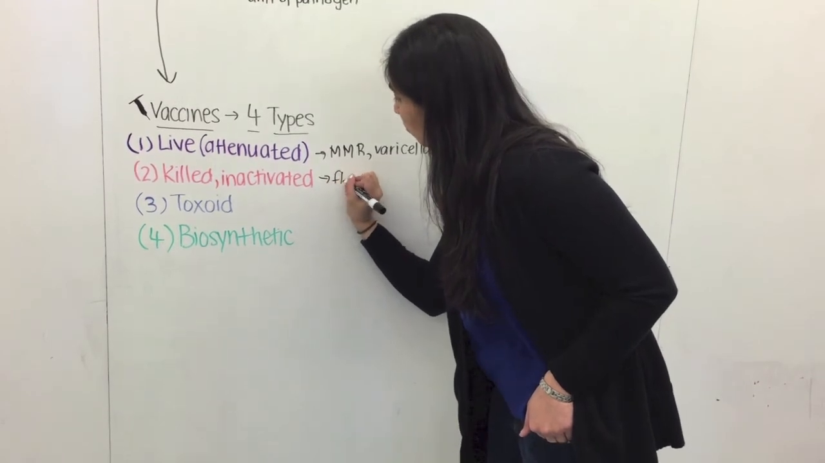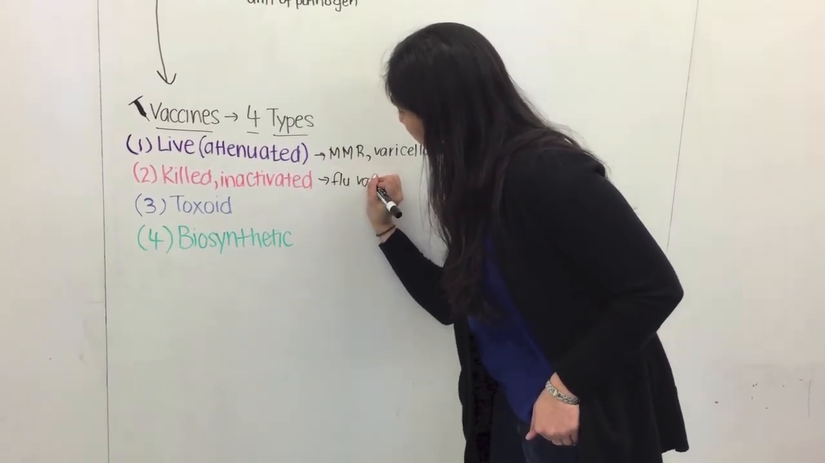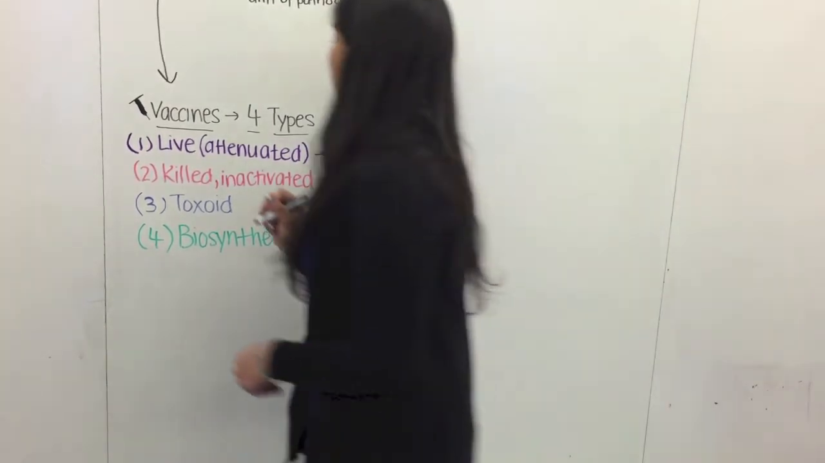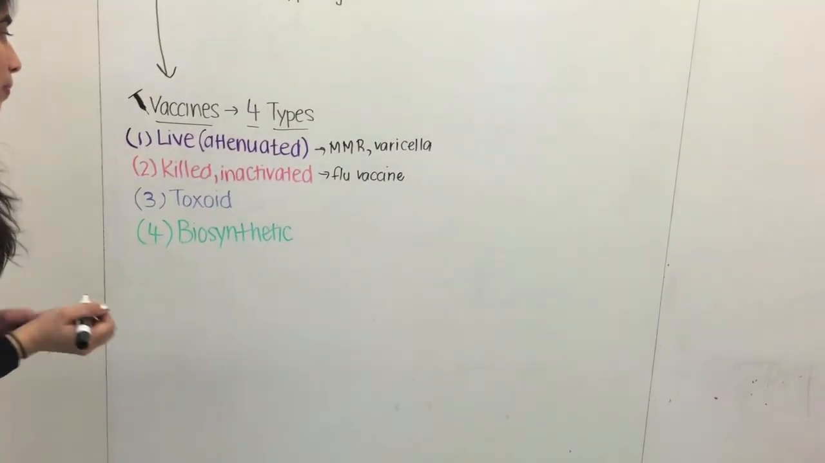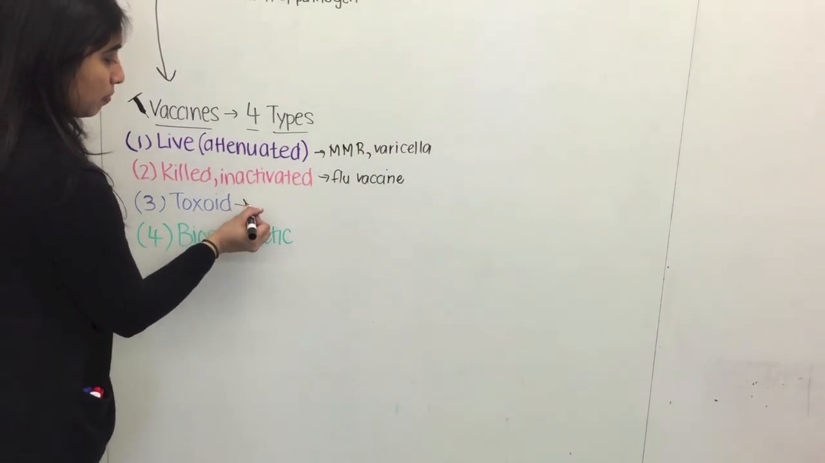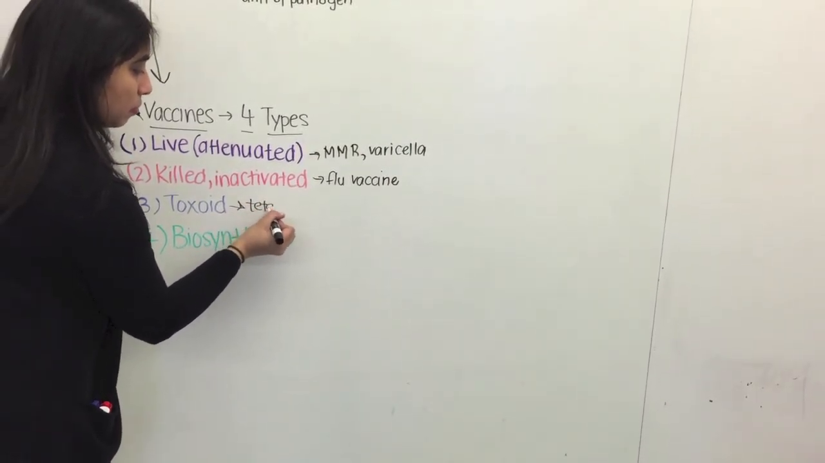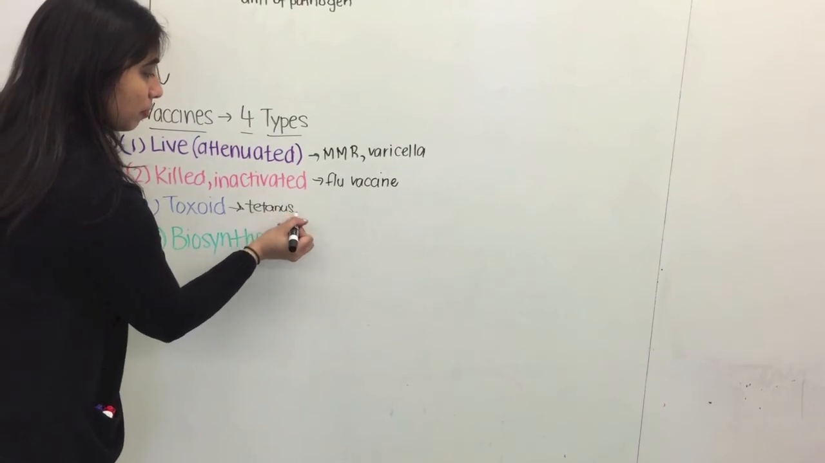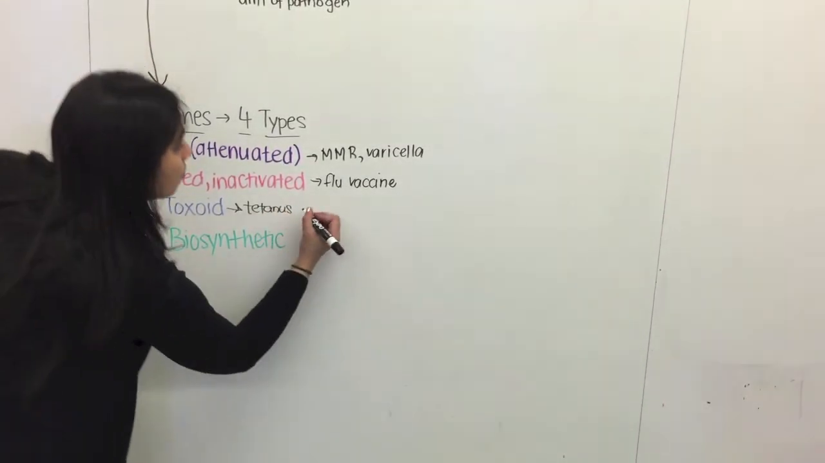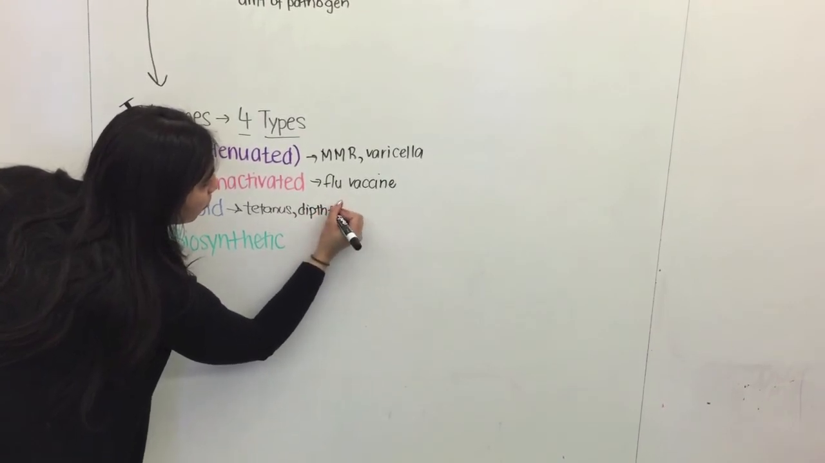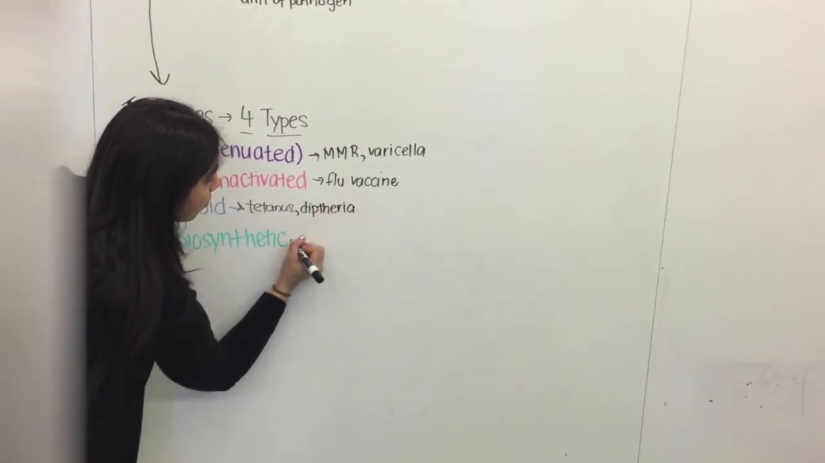The third type are toxoid vaccines, which contain a toxin or chemical made by the bacteria or virus. They make you immune to the harmful effects of the infection instead of the infection itself. Examples of this are the diphtheria or tetanus vaccines. The fourth type are biosynthetic vaccines, which contain man-made substances that are very similar to pieces of the virus or bacteria. The Hib vaccine is an example of this.